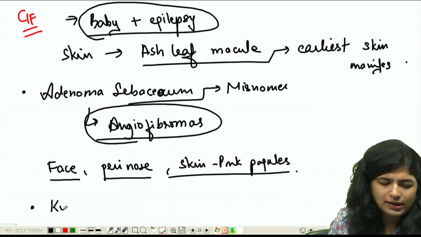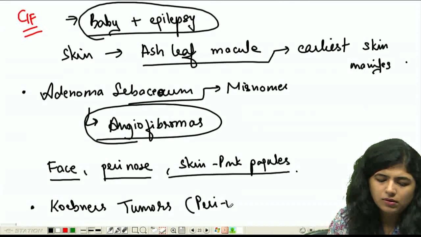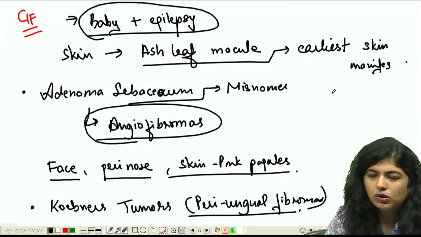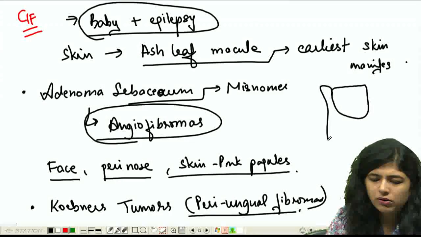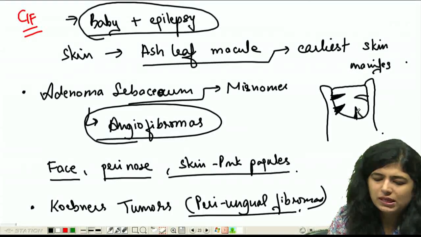Then another question that you get is on Koenen's tumors or periungual fibromas. In the AIIMS, this was just given as an image based question. What will this look like? This will look like this. This is your nail. These will be just tumors which will be present like this, periungual. So this will be the tumor. These will be skin colored growths coming from the nail fold. These are periungual fibromas, Koenen's tumors.